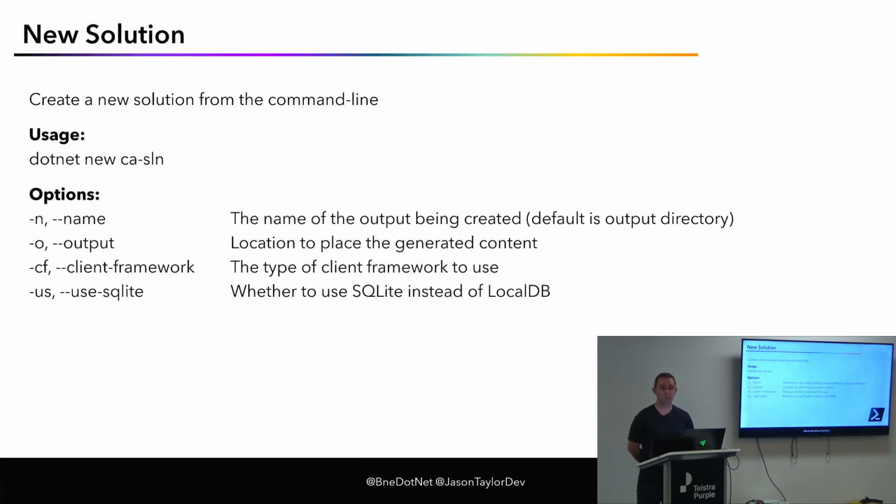It's got a number of options: name and output, which come from the .NET New command, but also client framework. As I said, you can choose between Angular or React, and if you specify none, it'll just be a web API only solution. You can also specify that you'd like to use SQLite instead of SQL Server. I'll look at adding some options there to support PostgreSQL.